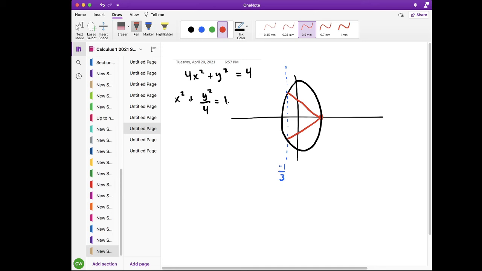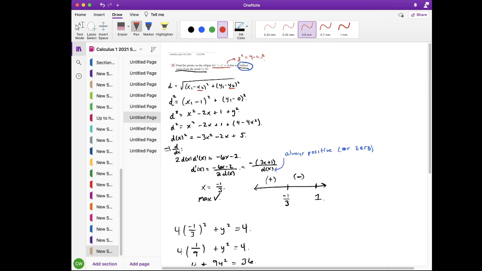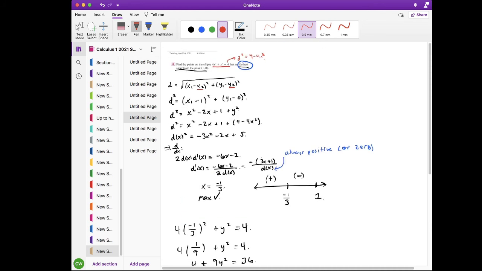Okay, so any questions on this problem? So kind of get the idea. We have distance, square root, and I like this just square both sides trick as long as you use implicit differentiation. All right.